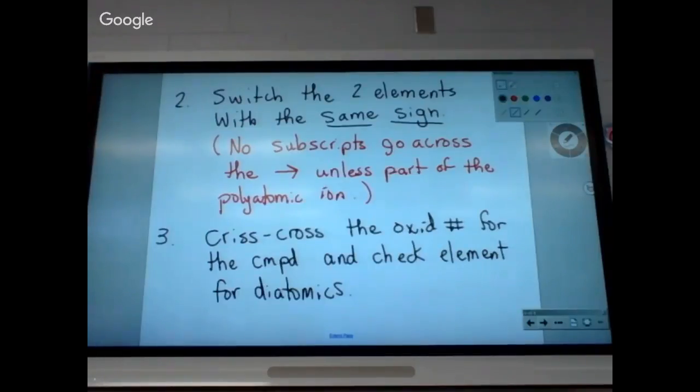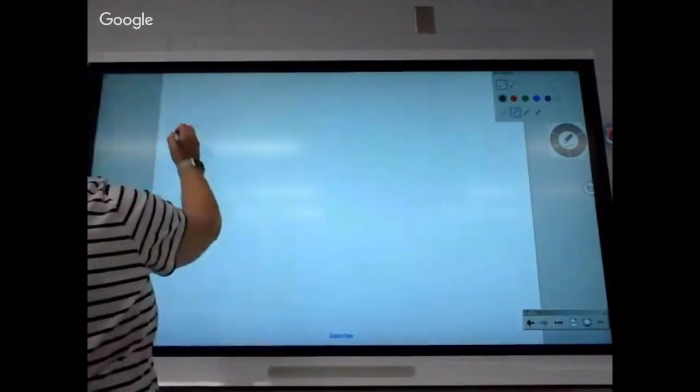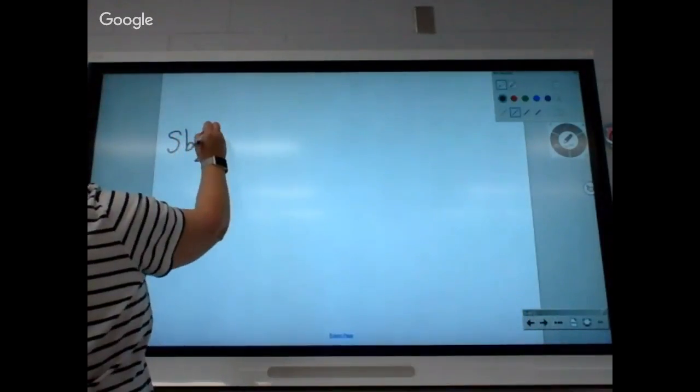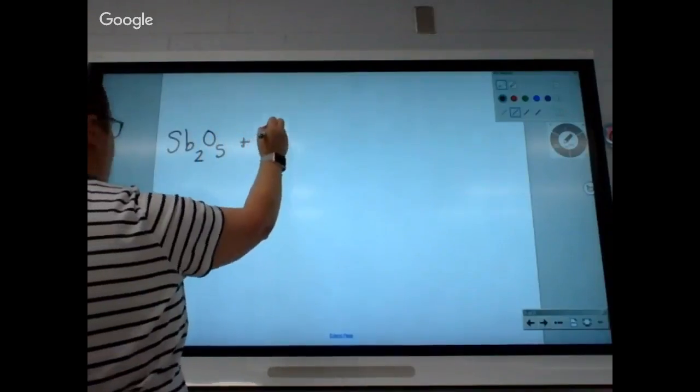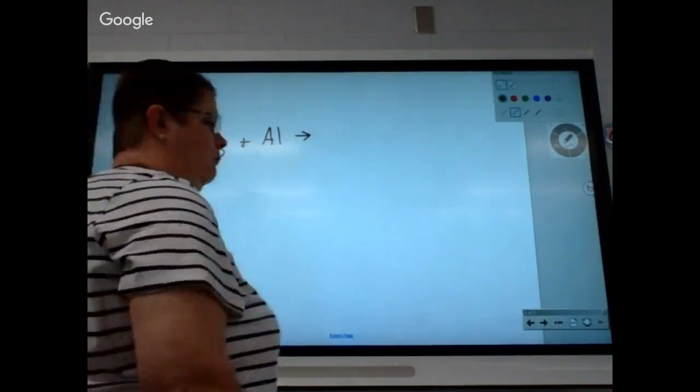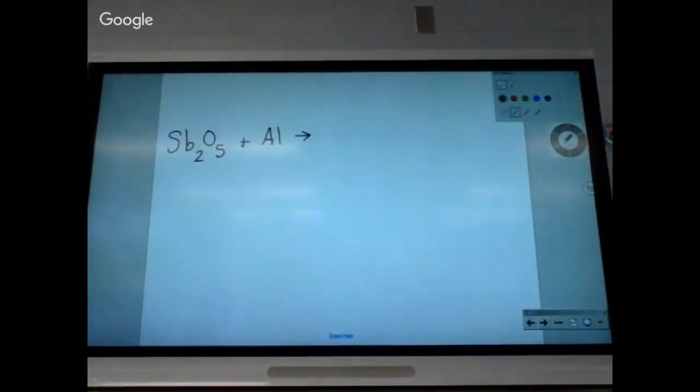Everybody have what they need? Ready to try one? Okay. Let's say that we have Sb2O5 plus Al. All right. This is a standard single displacement reaction. It's got an element plus a what? Element plus a compound. Now, when you look at it, what's the first thing we need to do according to my steps? Find the oxidation number.